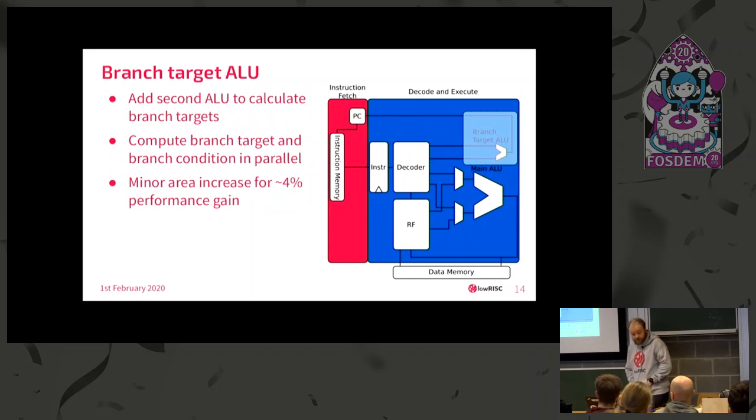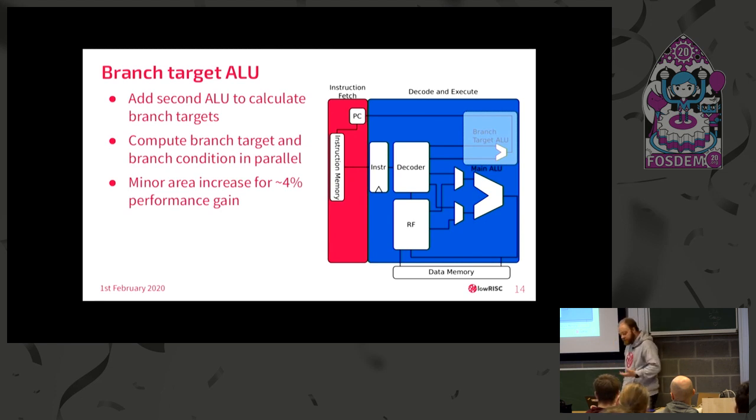So the first thing we're going to do to improve our branch performance is to introduce a new ALU, a branch target ALU. So on the right-hand side here, I have a diagram of the Ibex pipeline, very simplified. We've got our two stages. We have our instruction fetch, so that grabs the instruction out of memory. And then we have decode and execute. Instruction moves into there, and it sits there until it is finished and written back to the register file.